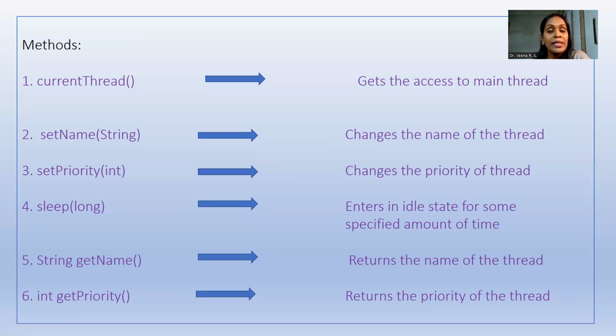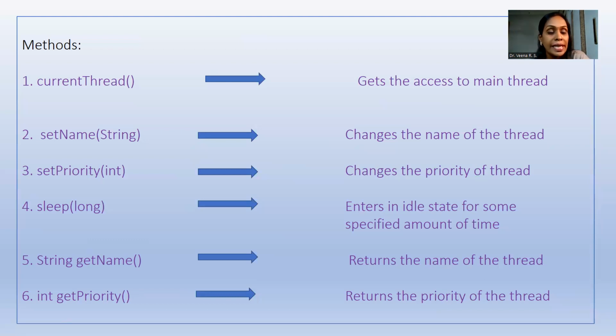Sleep, and the parameter should be given as type long, that is in terms of milliseconds, makes the particular thread enter the idle state for that specified amount of time. So if I say sleep 1000, that is 1000 milliseconds, that particular thread is going to enter the idle state. And after that specified time period, it will wake up and start its execution again.